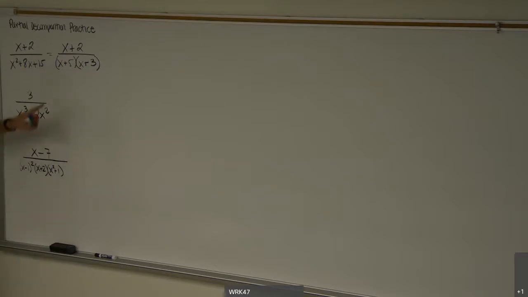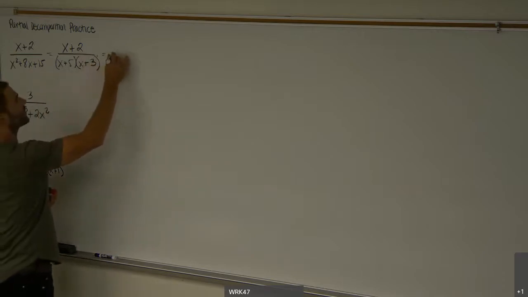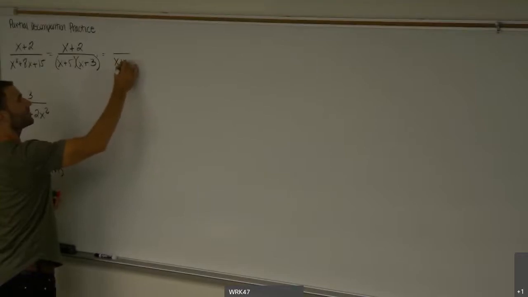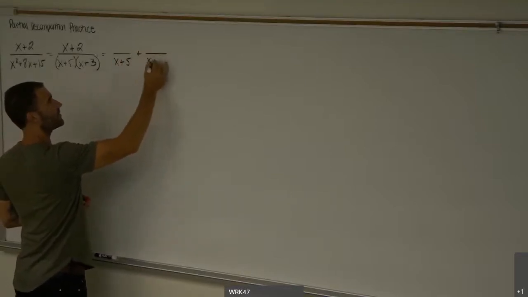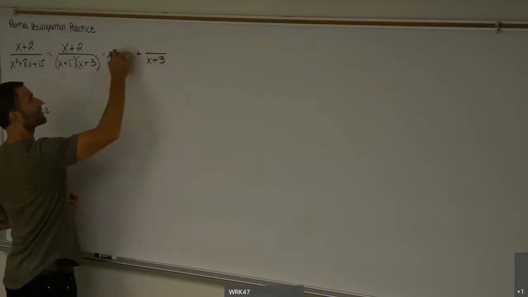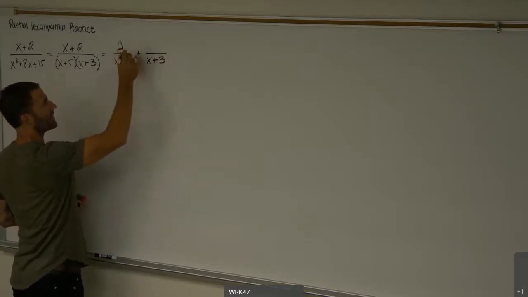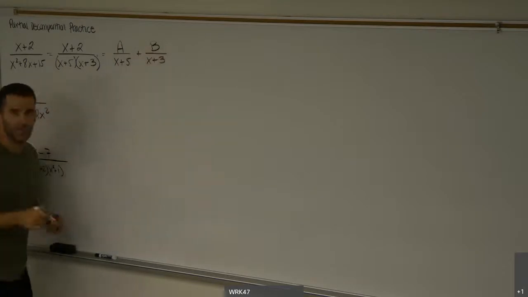And then what that means is, okay, we look at our decomposition. We have two linear factors, each of power 1, right? There's only one x plus 5. There's only one x plus 3. And so I get one term for the x plus 5. I get one term for the x plus 3. The numerators are some unknown constants. I can call them A1 and A2, but I'll just do A and B since we have 2.